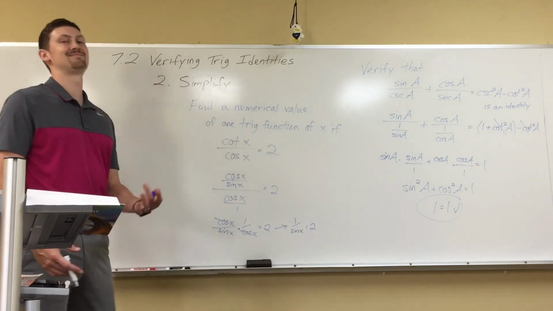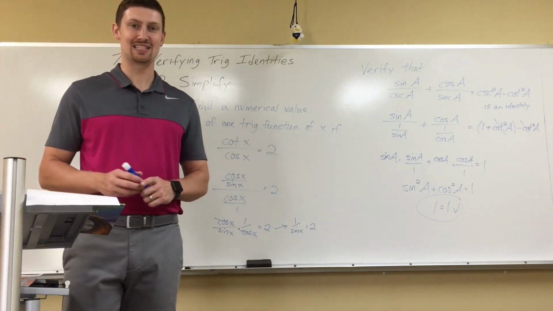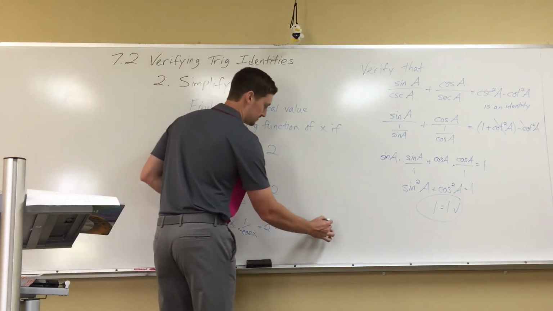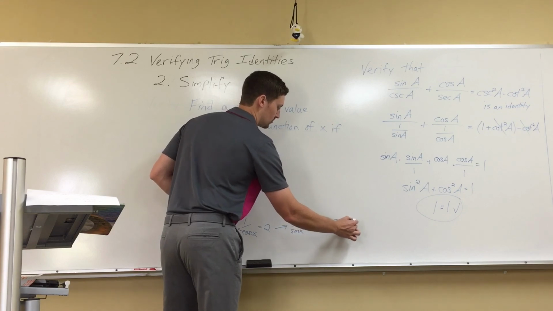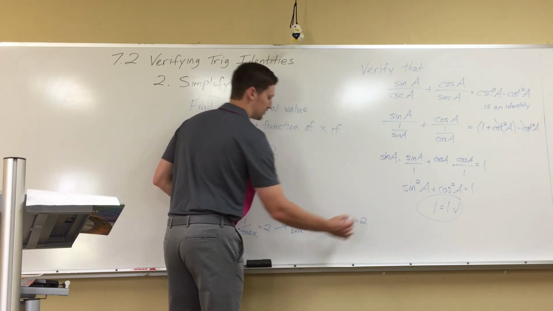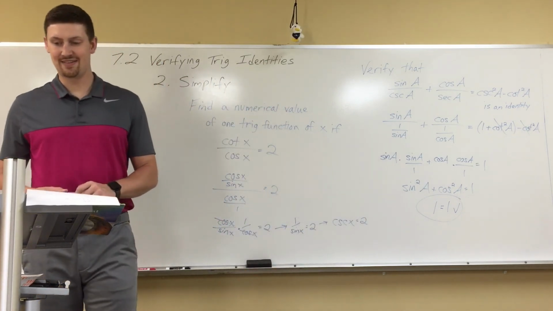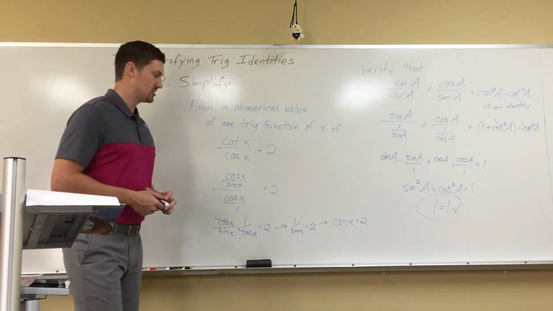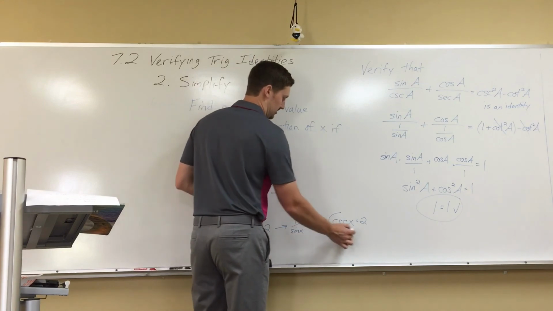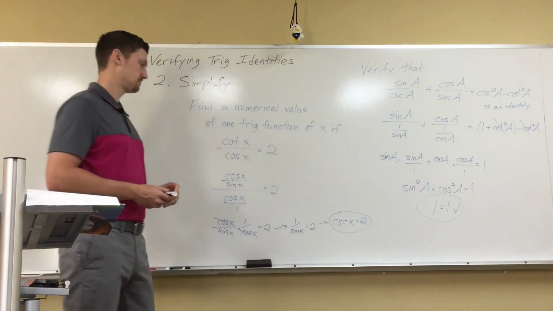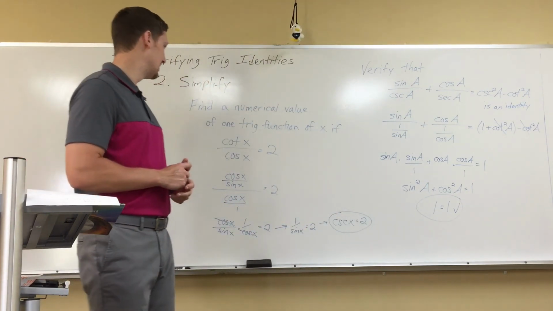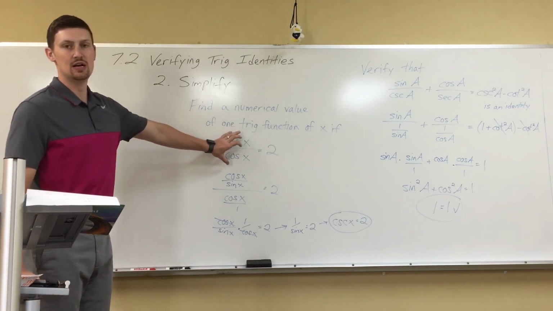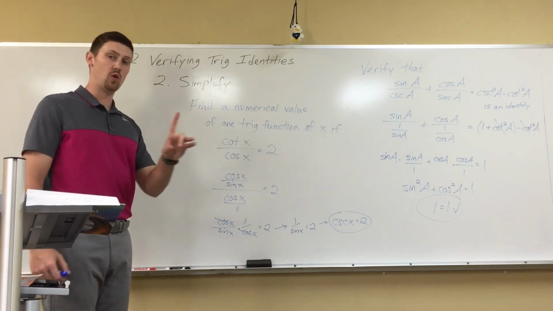Are we done? Not quite. It's good to put it in the best, simplest form. What is 1 over sine of x? Cosecant. Cosecant of x equals 2. Again, your work is done when one trig function equals the value. Cosecant of x equals 2. All right, so pretty straightforward. The only difference there is you'll be given a problem and you'll have to simplify it down to just one trig function.